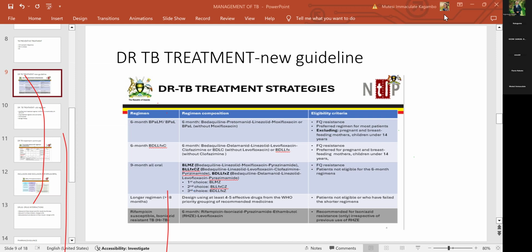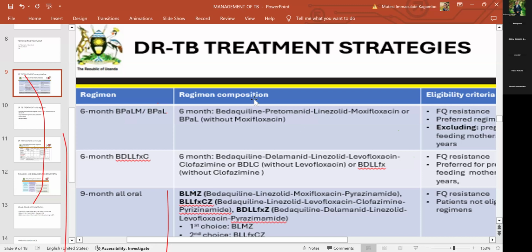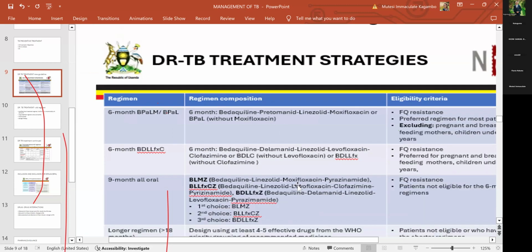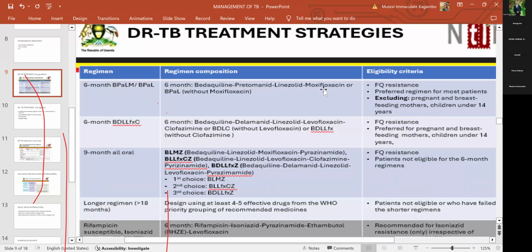Now the new kid on the block that came is this drug which you're seeing labeled PA. You zoom that thing very well for yourself. So the 6-month regimen has a new drug. Actually, most of the drugs are still the old drugs that we have talked about. The B is bedaquiline. The PA is pretomanid. That is the new drug. The L is linezolid. The M is moxifloxacin. The option is that if you don't have moxifloxacin, you can still do bedaquiline, pretomanid, and linezolid, 3 drugs that you do for 6 months.